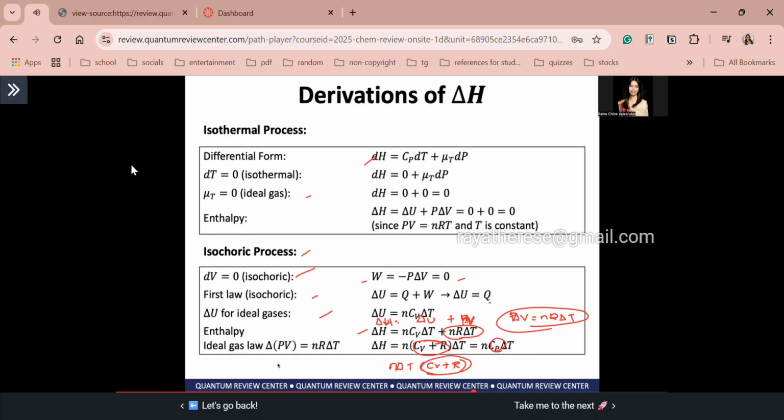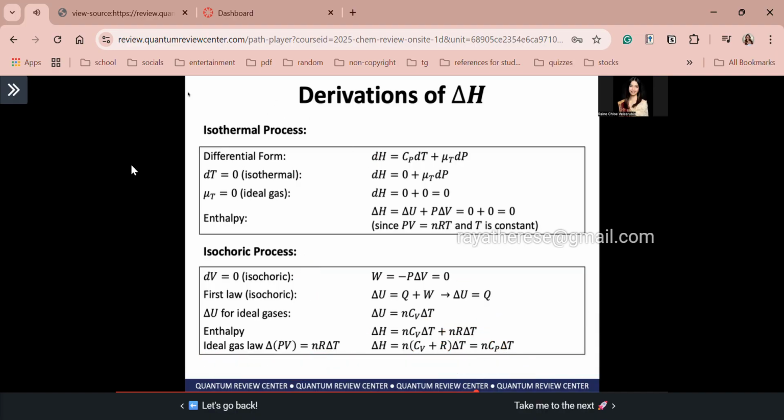Now, guys, Cv plus R, remember this, is just equal to Cp. Again, Cv plus R is equal to Cp. Meaning, guys, Cp minus Cv is just equal to R. Later, we will derive how Cp minus Cv equals R. So delta H is equal to nCp delta T, because I converted the Cv plus R to Cp, because Cv plus R is just equal to Cp.